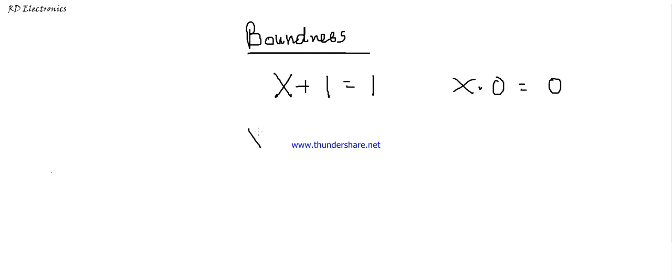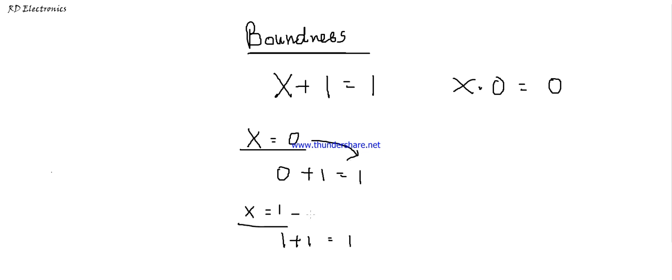So again we prove that if x equal to 0, then the logical operation performed between 0 and 1 equals 1, and if we consider x equal to 1, then the logical operation performed between the two 1s equals 1. So here if x equal to 0, then output equal to 1, and if x equal to 1, then output equal to 1. That's why you can say that x plus 1, the logical operation performed between x and 1, is always equal to 1.